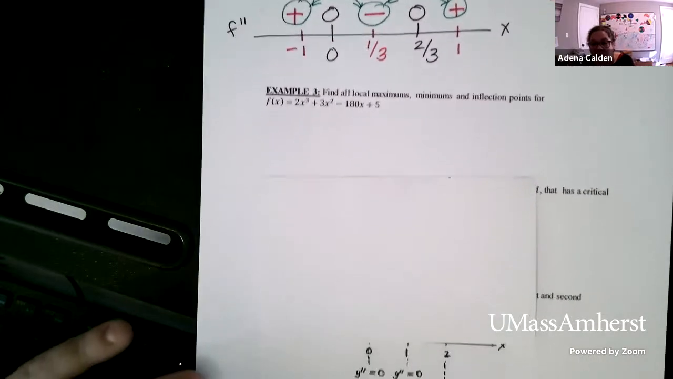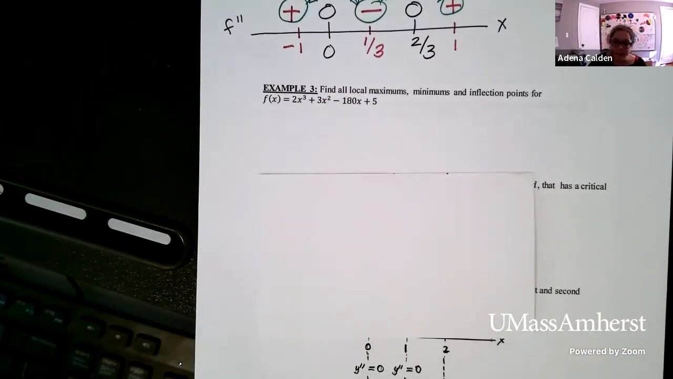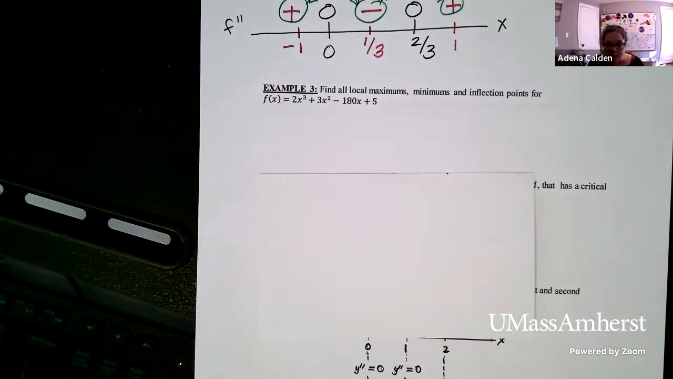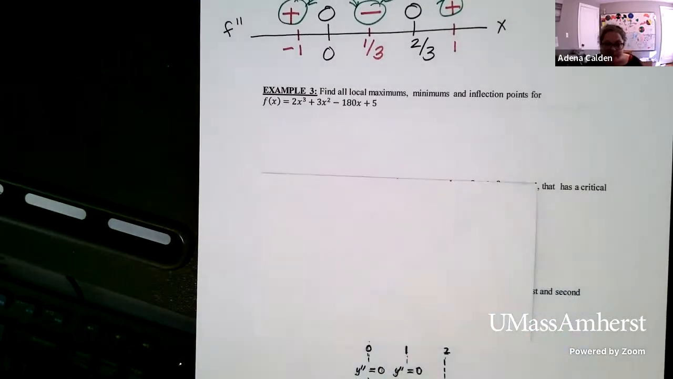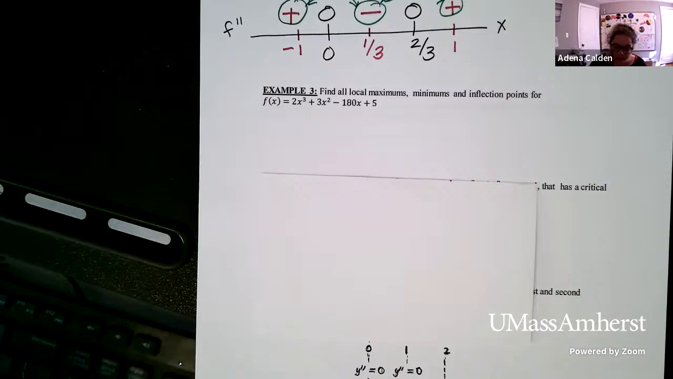Okay. So find all local maximums, minimums, and inflection points for the function 2x cubed plus 3x squared minus 180x plus 5. So there's a lot of things that are going to happen here, right? We're going to need the first derivative to help us find critical points. We're going to use the second derivative to help us find inflection points. Then we have to classify our critical points. So we could use the second derivative test, since we'll have that. We could use the original function or any of the tests really to classify those critical points.